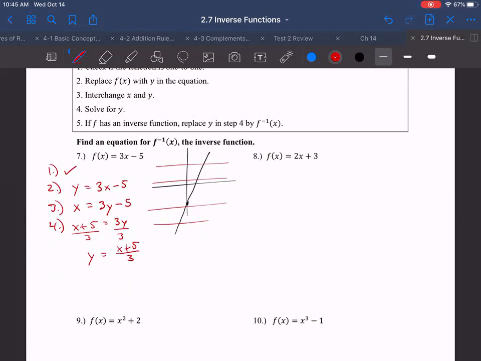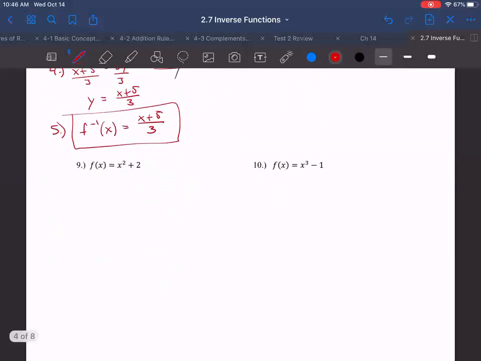And then step 5 is replace that y, since we know from step 1 we do have an inverse function, with f inverse of x equals (x plus 5) over 3. And therefore, by doing that, we have found the inverse function. If you wanted to, at that point, you could try doing the composition to make sure that it actually worked. If you did the composition, you would find that they are inverses of each other. So let me go ahead and do one more.